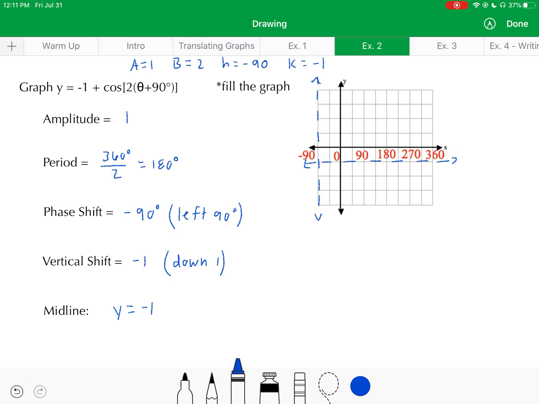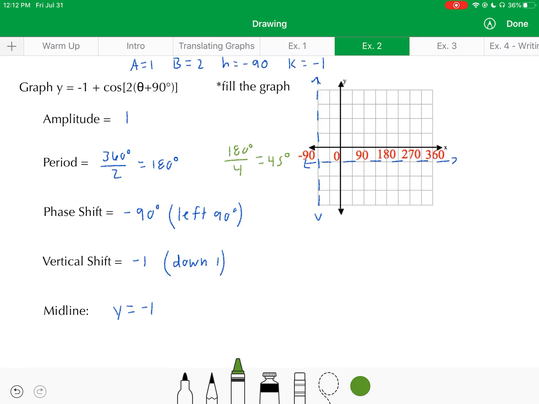And I want you to think of the intersection of those 2 lines essentially like your new origin after the shifting has taken place, okay? And now I'll take my period of 180 degrees, I'll divide that by 4, which is 45 degrees, okay? So I know that all of my critical points for this curve should be 45 degrees apart horizontally, all right?